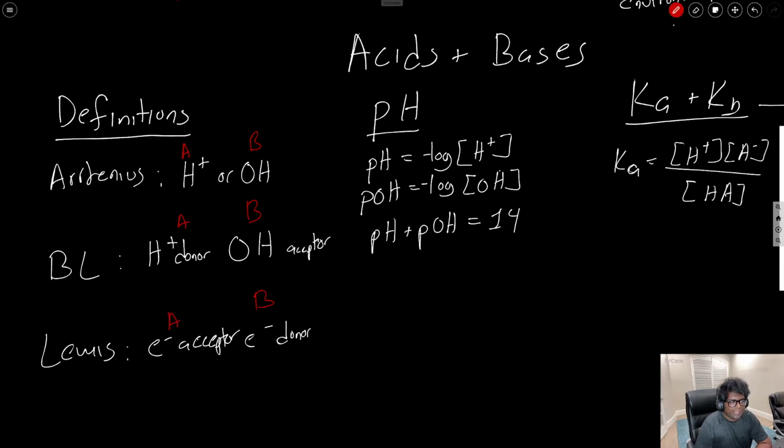A strong acid is determined by how many hydrogen or hydronium ions you have. So the more hydronium you have, the lower your pH is. Now, what does that mean? If your pH is lower, it's more acidic, a stronger acid. So an increase in Ka means an increase in strength.